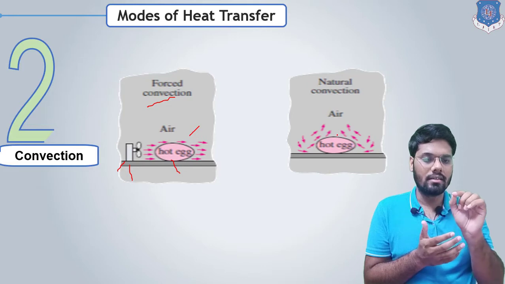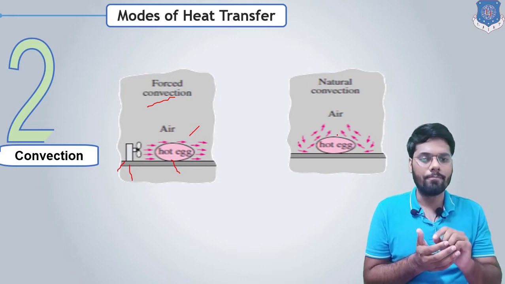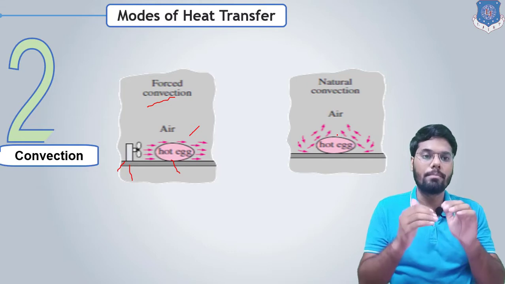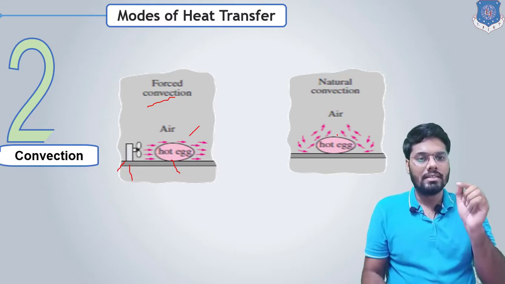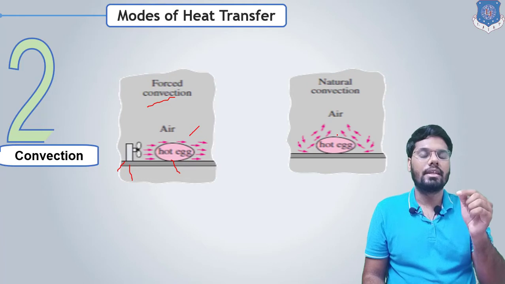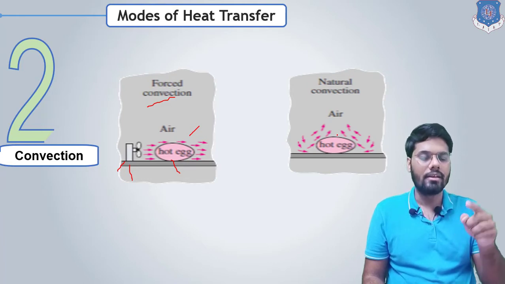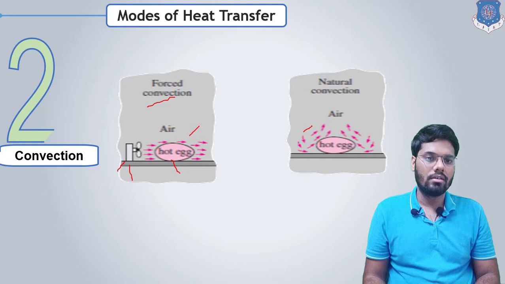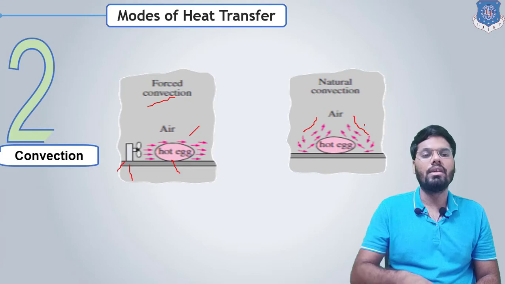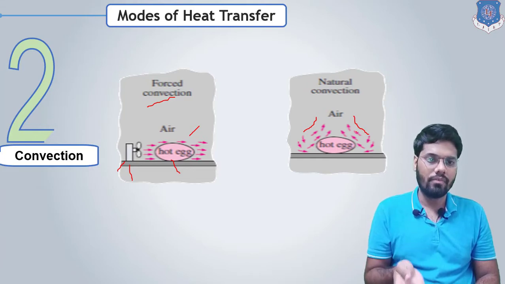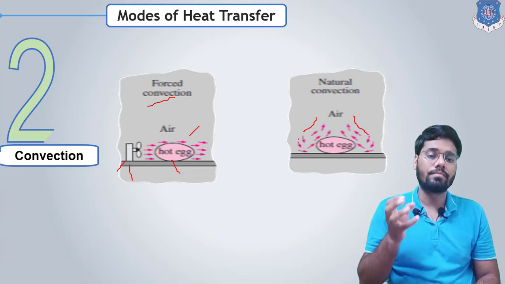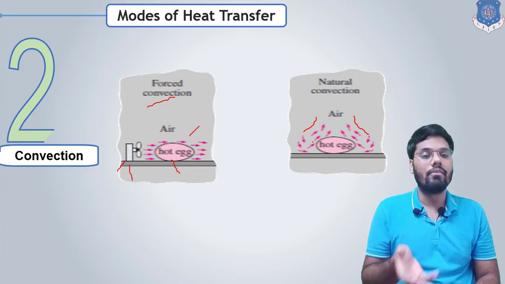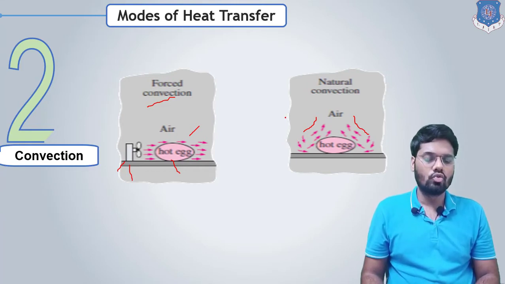Whenever there is a rise in the temperature of a layer of air, the density of that layer becomes low as compared to other layers. So that less dense, high temperature layer is replaced by another layer. The less dense layer will move upward in this direction. From this arrow you can easily see that the less dense layer which gets the heat from the solid boundary of the hot egg will rise, and another layer which has low temperature and high density will replace that layer. So these are the two modes of convection.